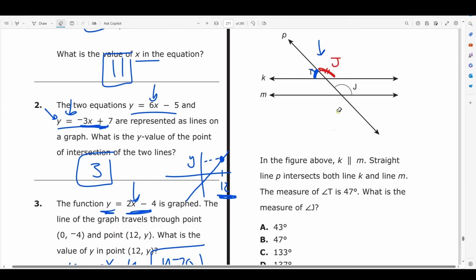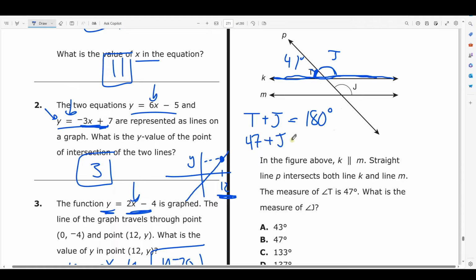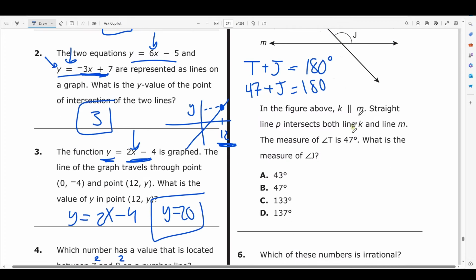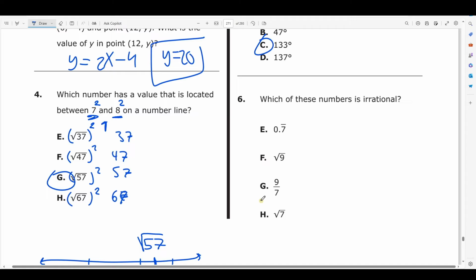So all I did here was I remembered that formula, and I recognized that this angle right here is going to equal J as well. So I know that T is equal to 47 degrees, and I know that J is here, and I know that T plus J has to equal 180 degrees because they lie on a flat line. The measure of a flat line is 180 degrees. So when you add T, which is equal to 47 degrees, plus J, you get 180 degrees. So you need to do 180 minus 47 to get the value of J, which is 133 degrees.